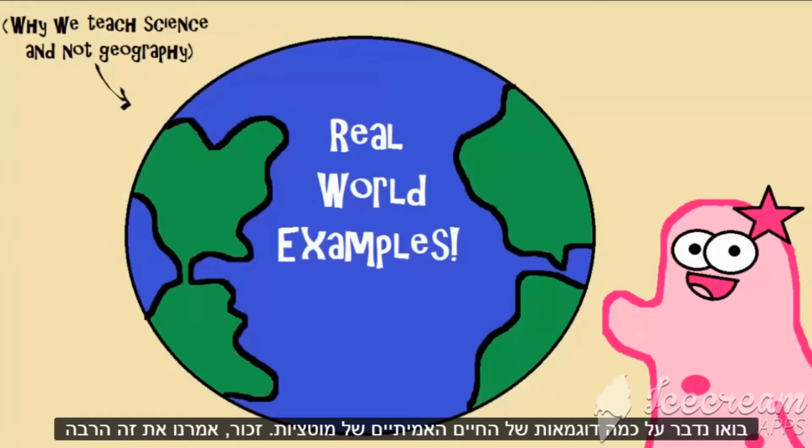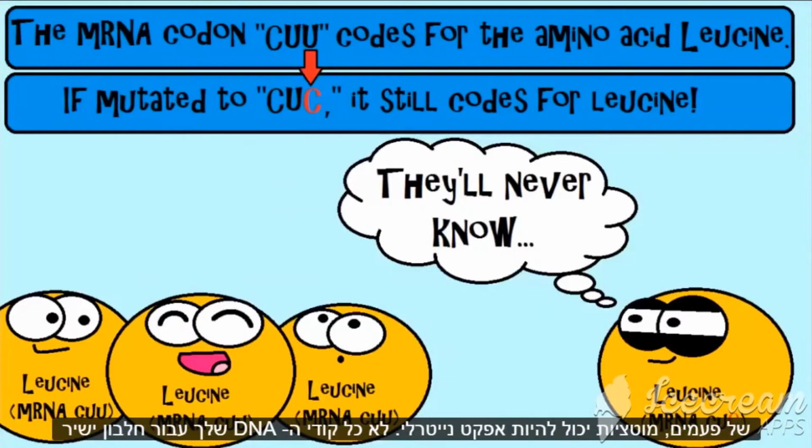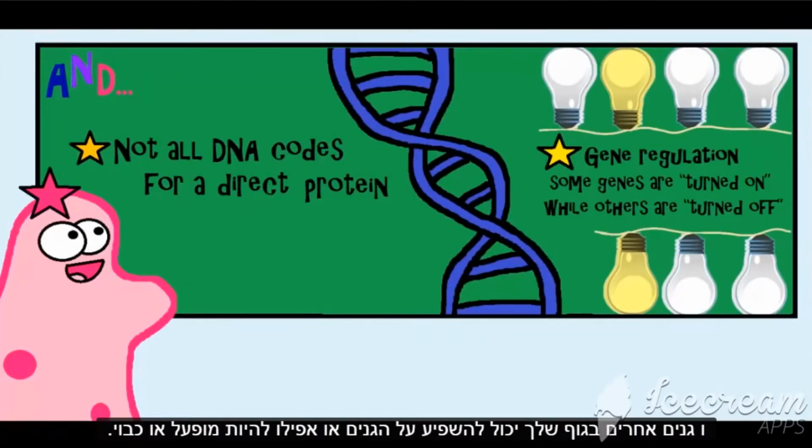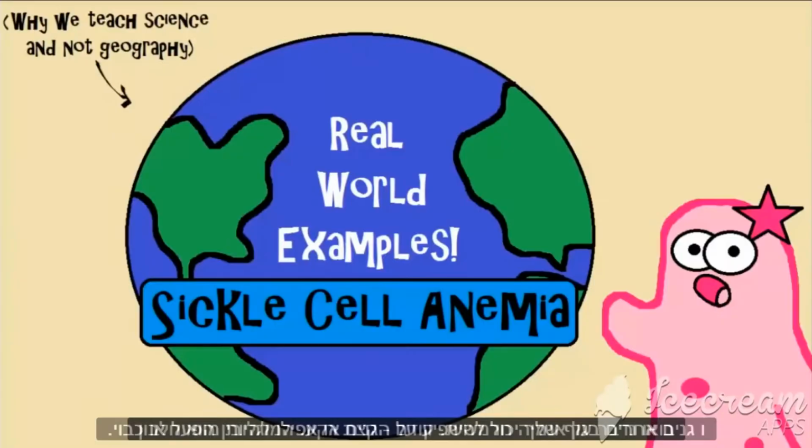And let's talk about some real-life examples now of mutations. Remember, we said that a lot of times mutations can have a neutral effect. Not all of your DNA codes for a direct protein. And other genes in your body can even influence whether those genes are going to be turned on or turned off. Let's talk about sickle cell anemia.